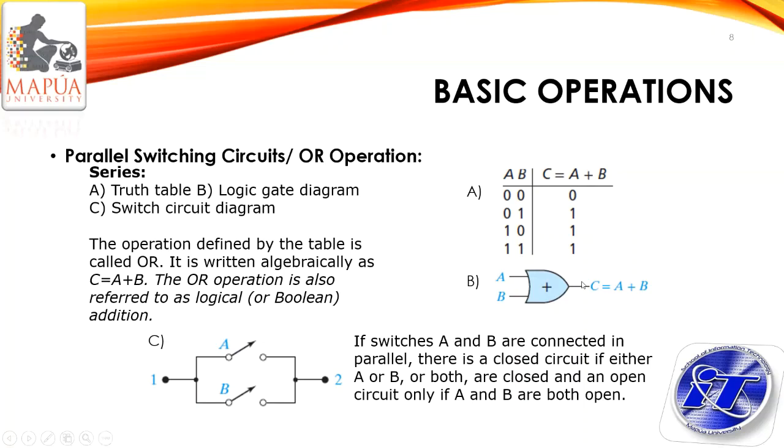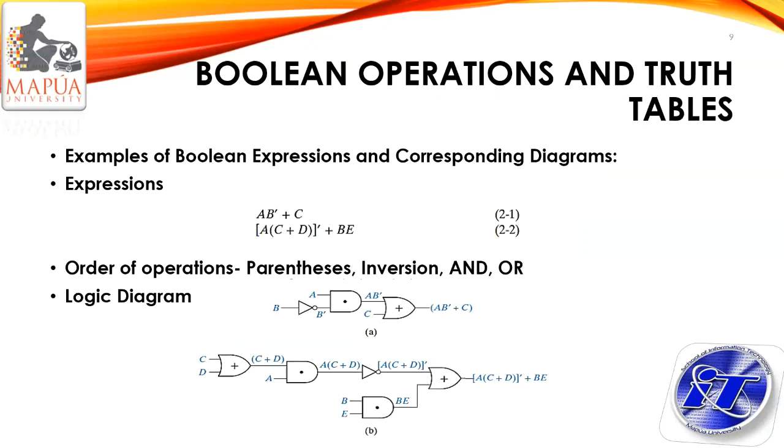And the symbol to be used for OR in our circuit, this is the symbol for it. And for the Boolean equation, we're going to use the plus sign to refer to OR. And a combination of this, AND, and NOT will give us a complex circuit.